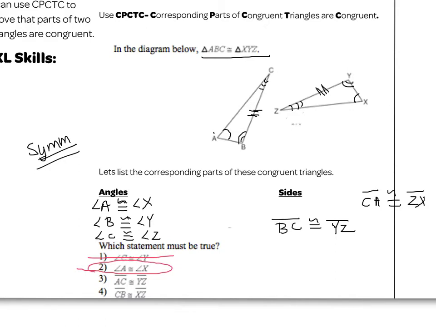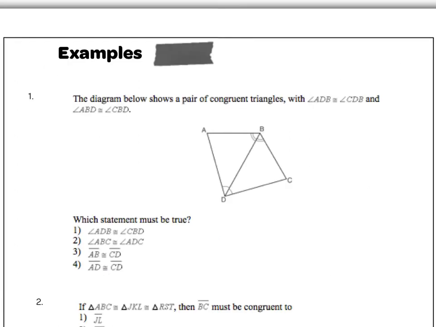Side AC, well, we know side AC, even if we switch it around, would not be congruent to YZ. And side CB is not congruent to XC. So there we have it. Statement 2 is correct.